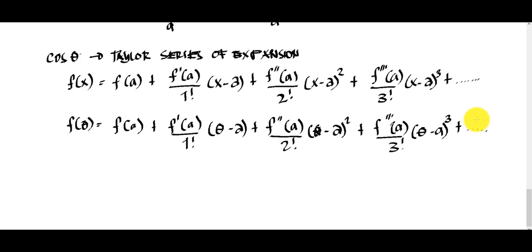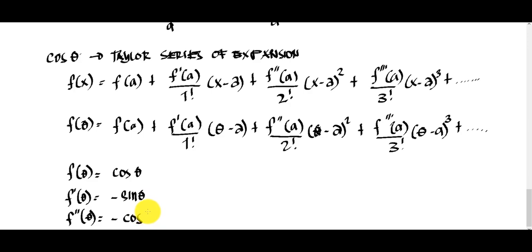Now for the function of x, this is the function of theta. So we have your cosine of theta. Then for the first derivative of the function of theta, this will be negative sine of theta. Then the second derivative of the function of theta: the derivative of this one will be negative cosine, going back, so it will be negative cosine of theta.